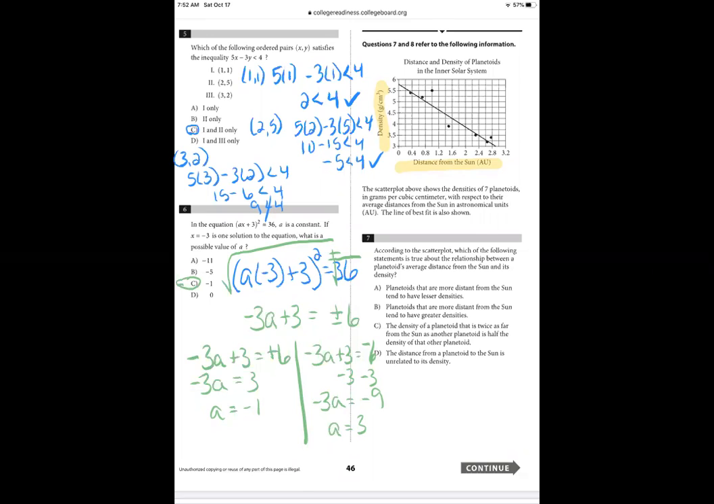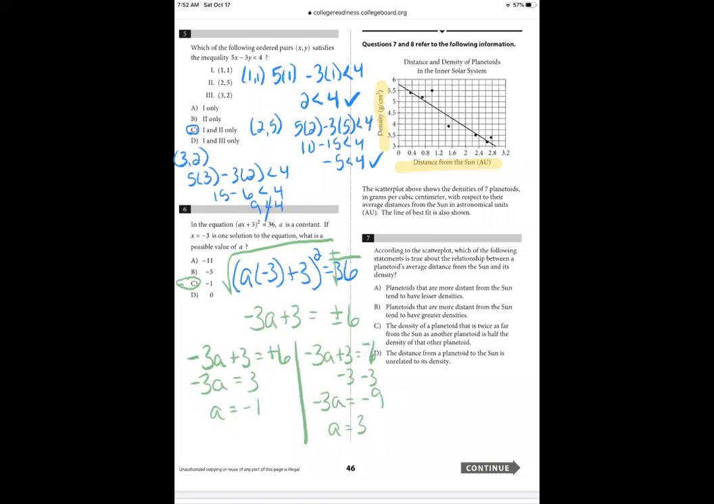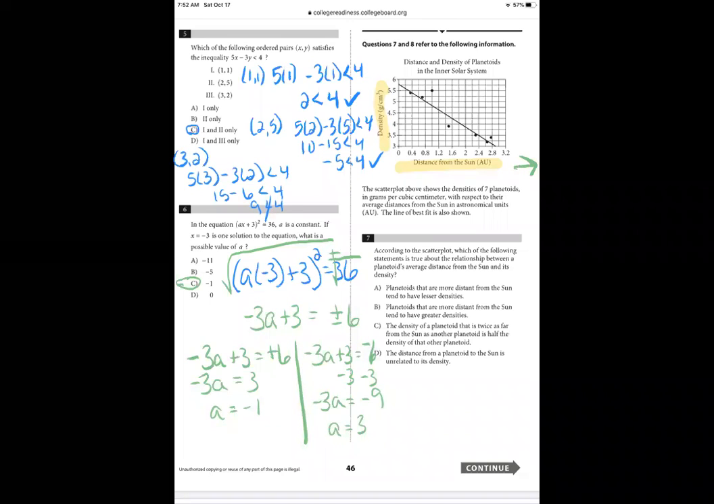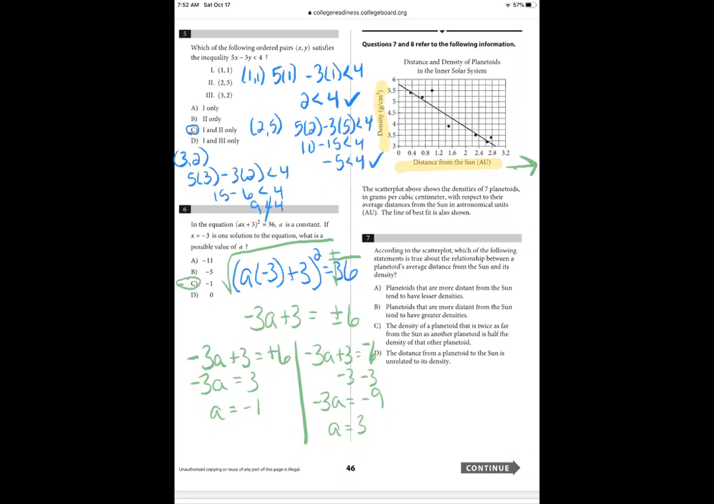And for number 7, interpreting this situation, if you acknowledge what is being represented on the x and the y axis, and look at your choices. So the first one, the planetoids that are more distant from the sun tend to have lesser densities. So distance from sun is our x-axis. So as x increases, then the y values are decreasing, so less dense. So choice A is what we're looking for on that one.